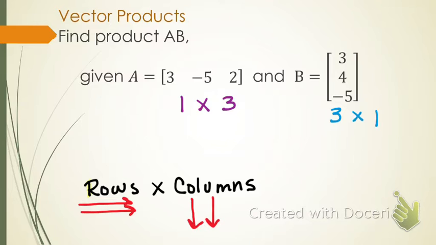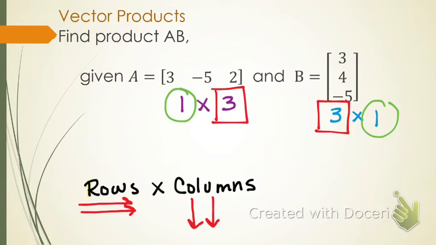Okay. In order to multiply 2 matrices, these numbers have to be the same. What that means is the number of columns in the first matrix has to match the number of rows in the second matrix. Because these numbers are the same, we can multiply them. After we multiply it, we're going to get a new matrix. The resulting dimensions will be 1 by 1. So when we're finished multiplying, we're only going to have 1 row and 1 column.